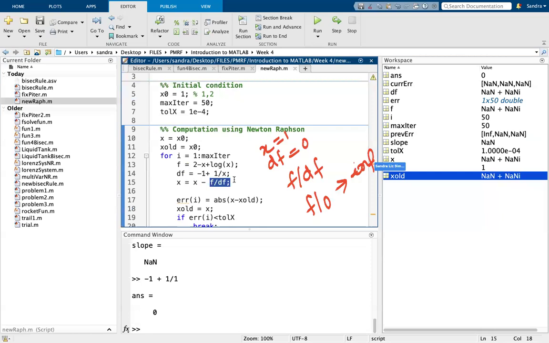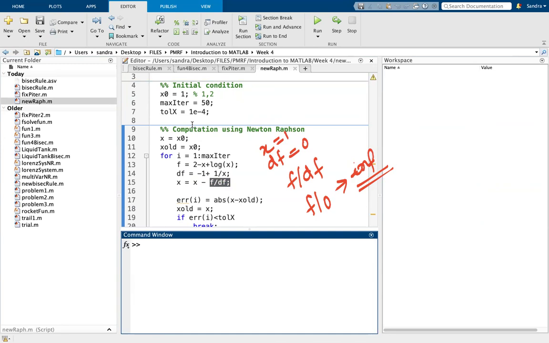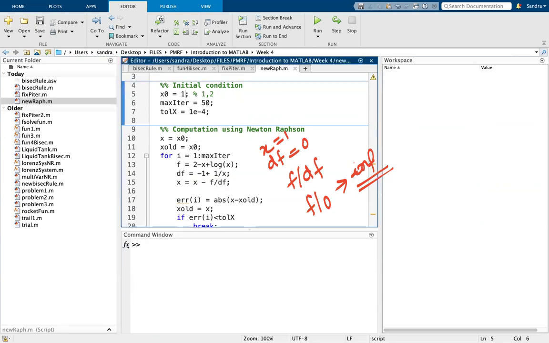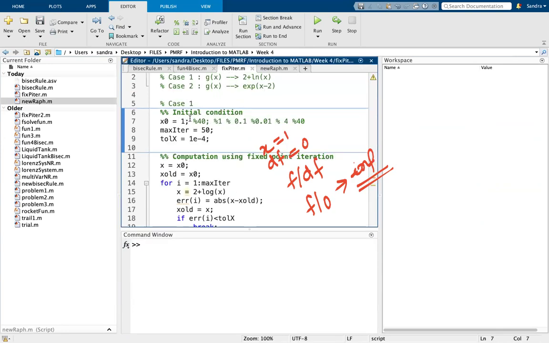So it's very important whenever you give an initial guess in Newton-Raphson that your gradient should be valid. It should not be 0. You should get a non-zero gradient for that initial value. So let me try a different initial value. Clear, clc. Now I'm giving initial value 2. In the fixed iteration also, I'll give 2.